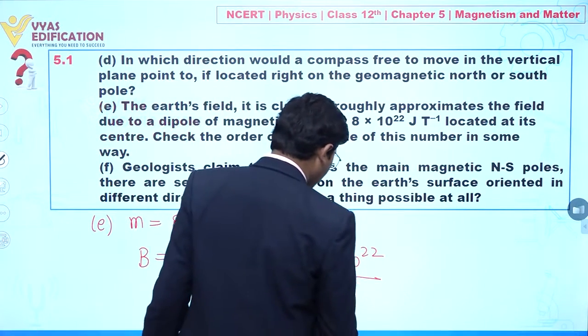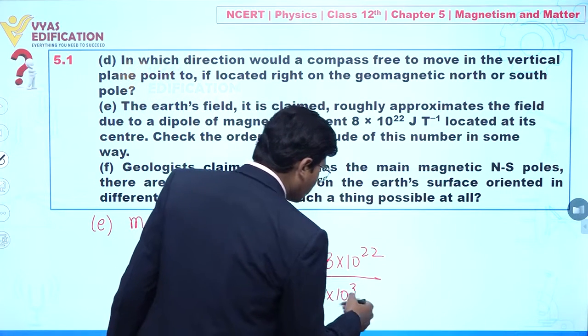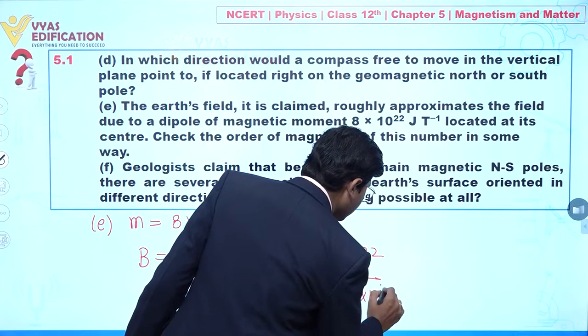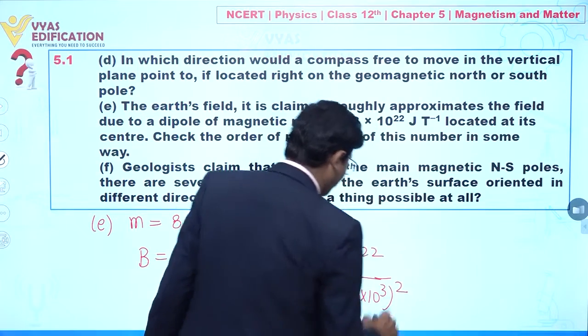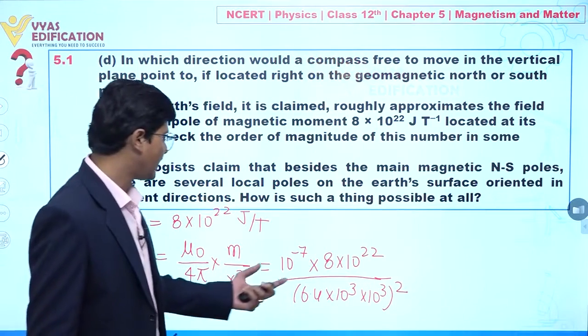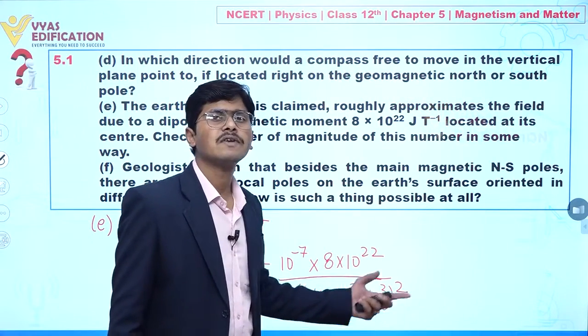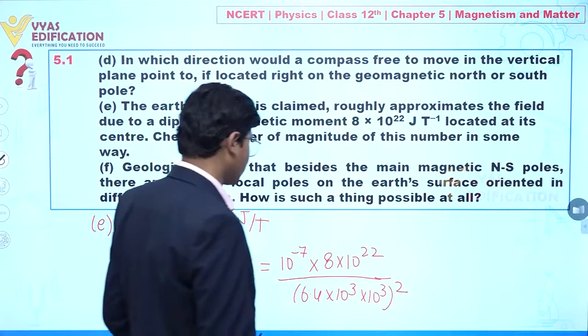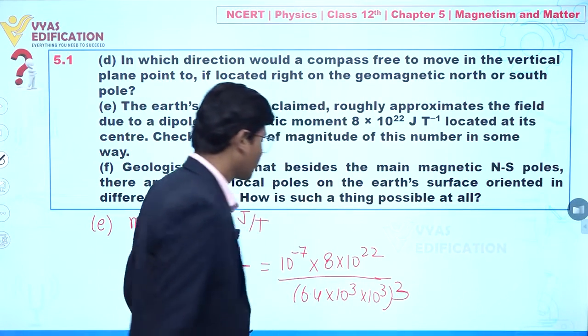So we can say 6.4 into 10 to the power 3, into 10 to the power 3 whole square, clear? Yes or no? We know the radius is 6400 kilometers, we can convert it into meters, so we can write like this, clear. Here we have a cube, clear.